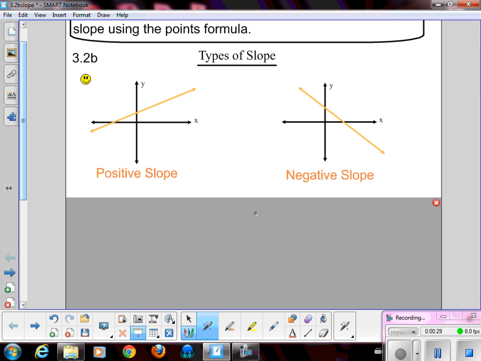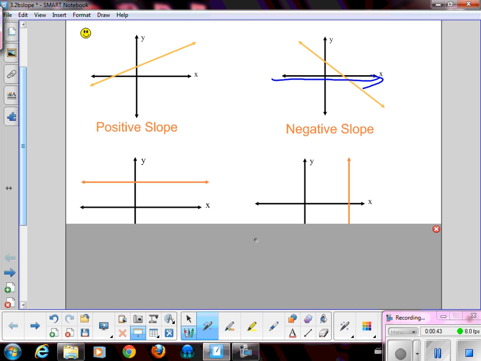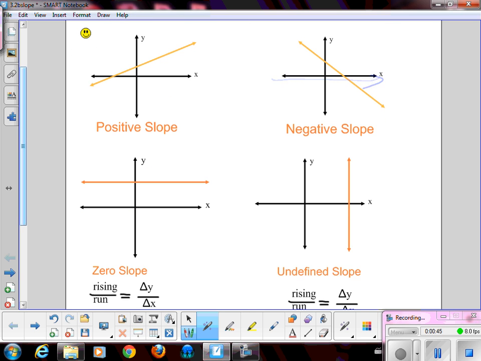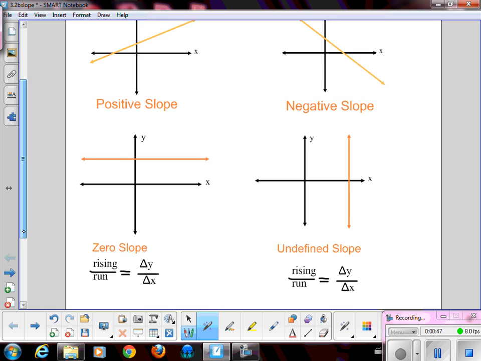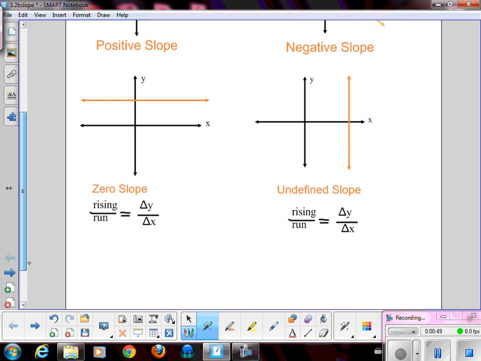So some of the types of slope, obviously a positive slope. Remember we read from left to right. Negative slope, again, when we read from left to right, it's going down. And then if we look at the last two, and these were two of the examples from yesterday, is a zero slope and an undefined slope.